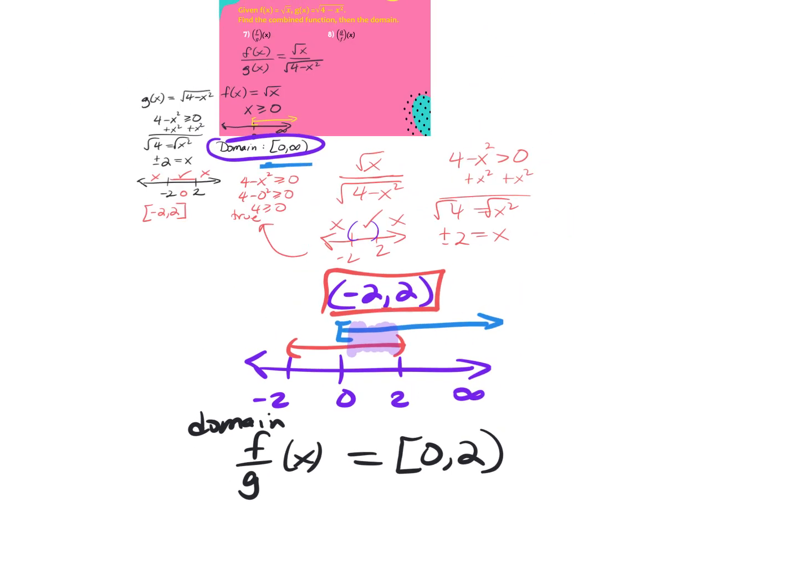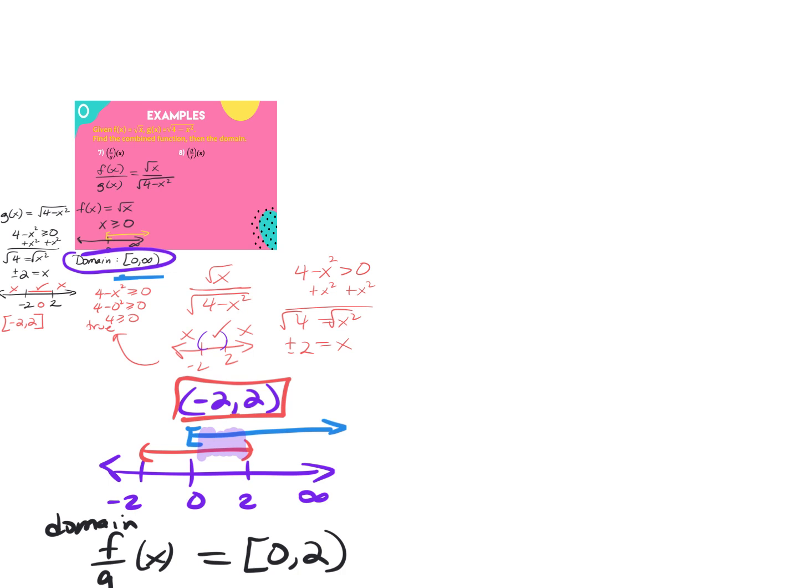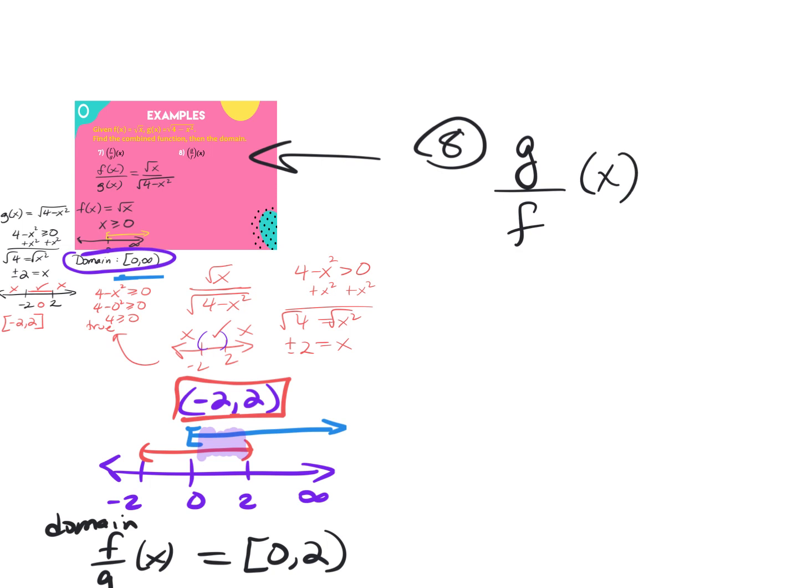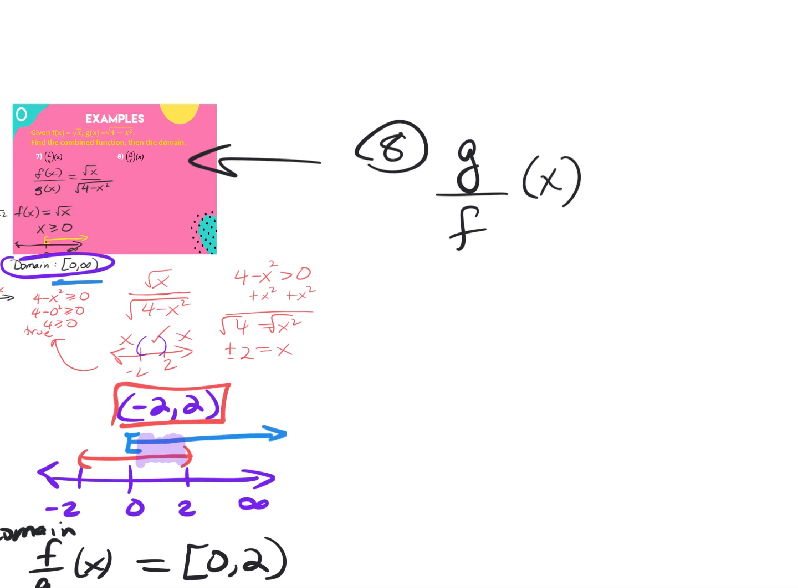Yeah. So now they want us to do, and I know I've written all over here, so let me do number 8 over here to the side. This time, they want me to divide the g of x function by the f of x function. So remember, your g of x function is the 4 minus x squared, and the f of x function is the square root of x. So that's the combined function. That's all you do. Put it into the fraction with the given functions.